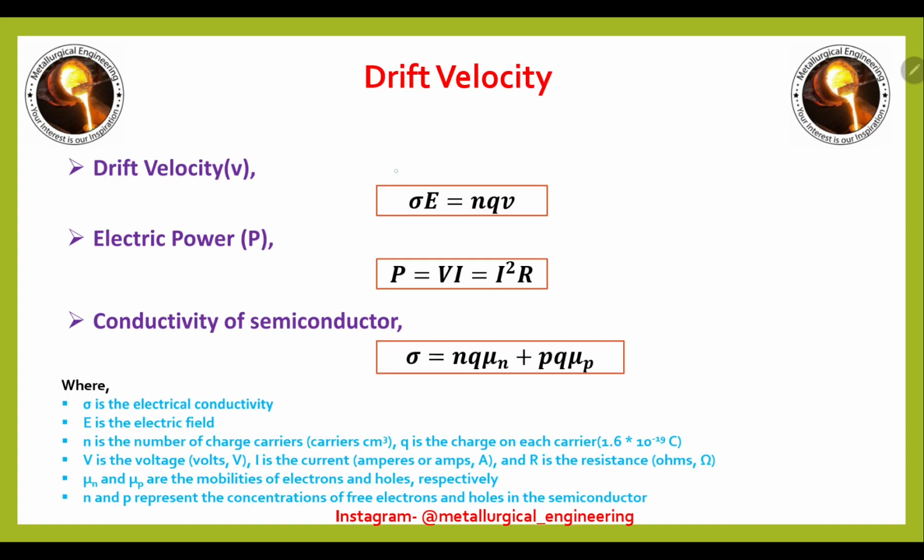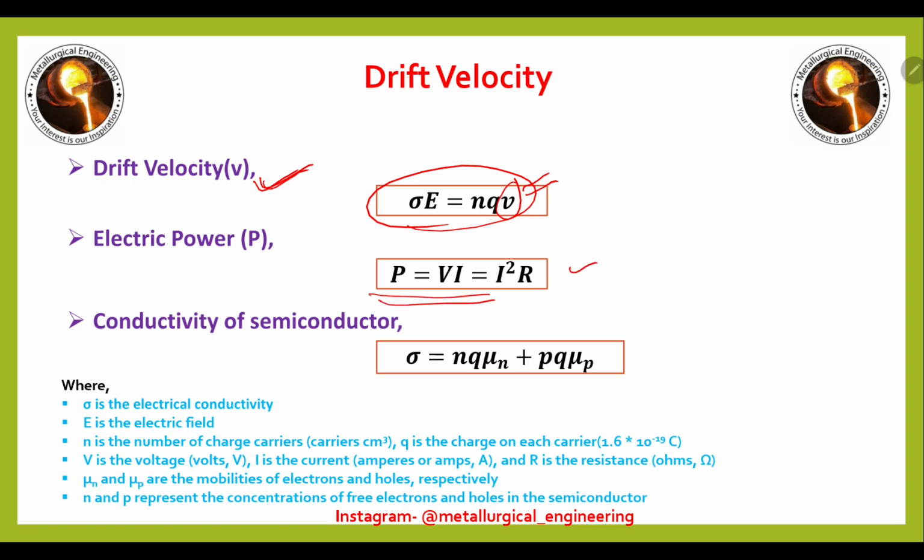Now we will see the drift velocity. This is the average velocity between the collision of two electrons. So it is defined as sigma E is equal to n q v. So this is the drift velocity. Electric power P is equal to V i is equal to I square R.